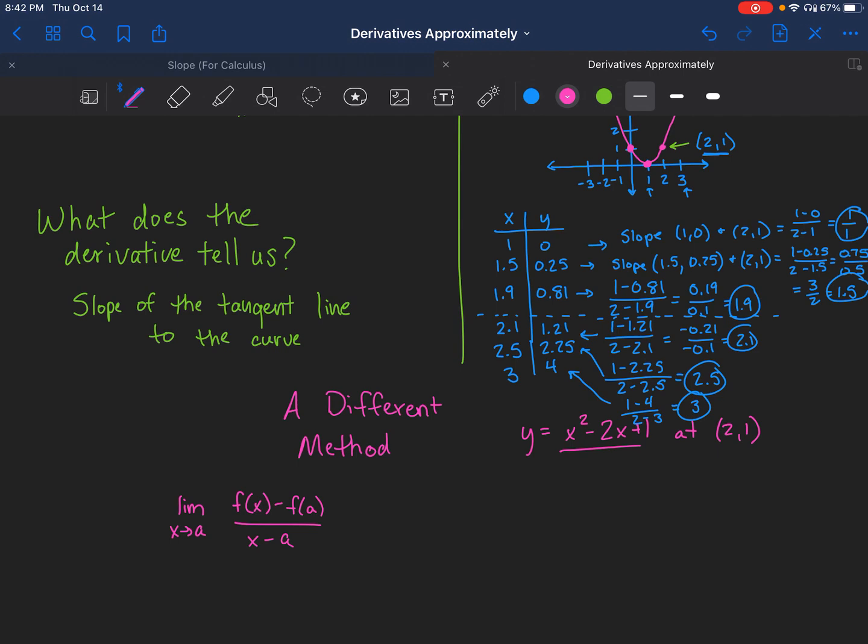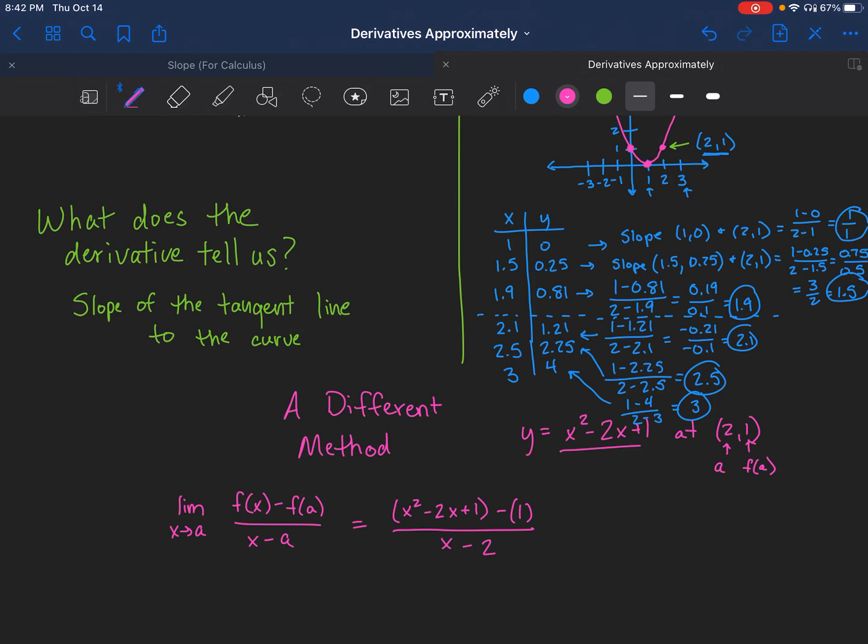Okay, so f of x is the original function. So I'm going to plug that in. I'm going to write x squared minus 2x plus 1. And f of a, in this case, is f of 2. I want to actually find out what the y value is at 2. Well, the good thing is it gives it to me, so I'm going to write minus 1 there. I'm going to divide by x, the variable, minus a, which is my x value. So notice again, a is 2, f of a is 1. Now that I've got this written down, I'm going to try to do a little bit of algebra up here in the top.